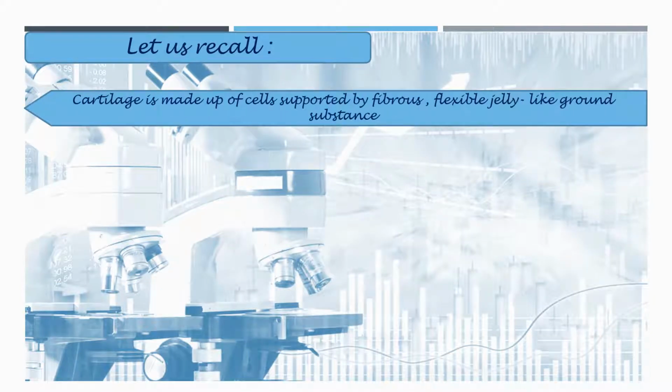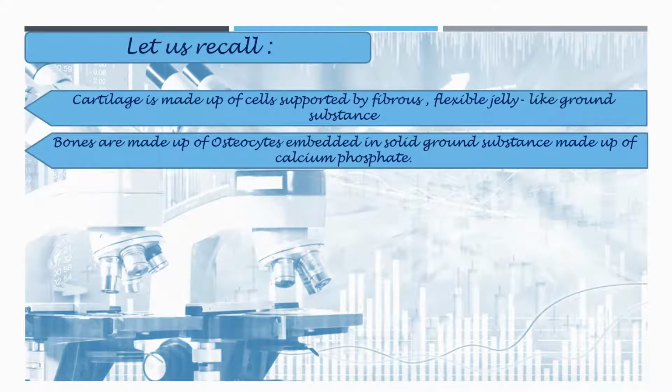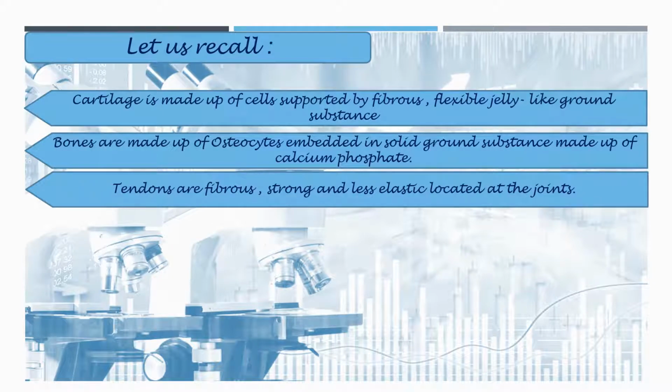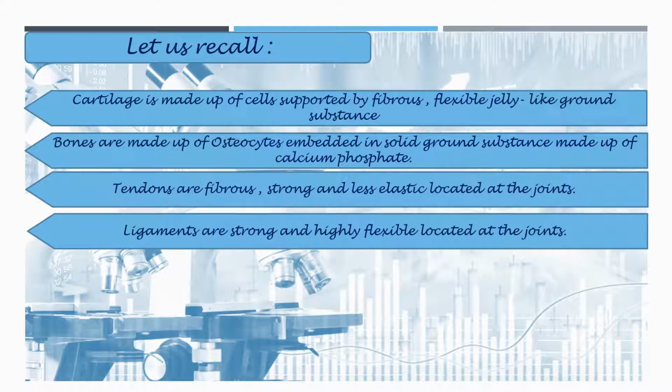Cartilage is made up of cells which are supported by fibrous, flexible, jelly-like ground substance. Bones are made up of osteocytes, which are embedded in a solid ground substance made up of calcium phosphate. Tendons are fibrous, strong and less elastic, located at the joints. And ligaments are strong and highly flexible, located at the joints.